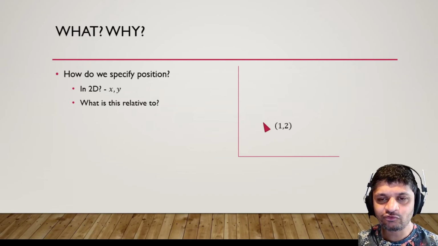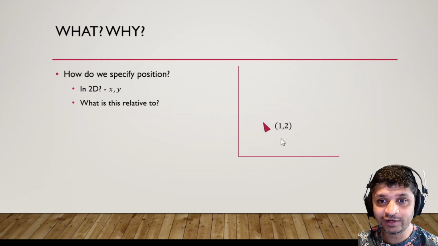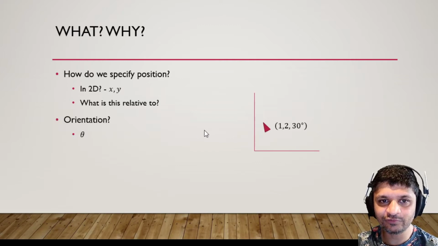And then the question would be, what is this relative to? Well, it's relative to some axis, right? You've got an x-axis and a y-axis, and your coordinates are relative to that. Okay. When it comes to placing an object in space in 2 dimensions, we also have to keep track of the orientation of the object.